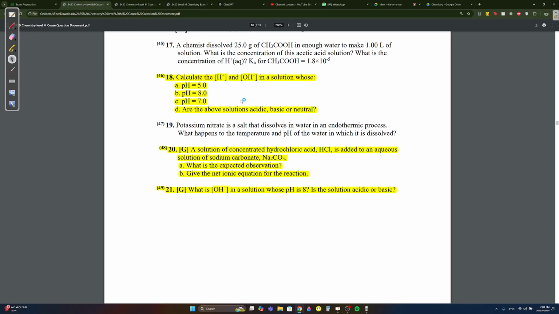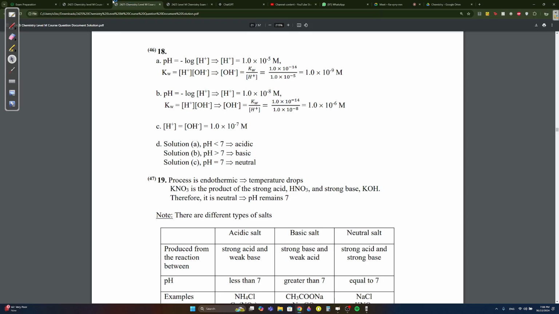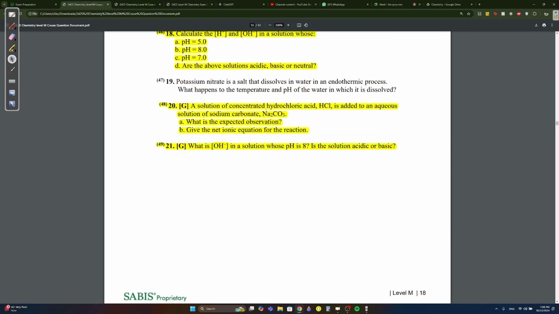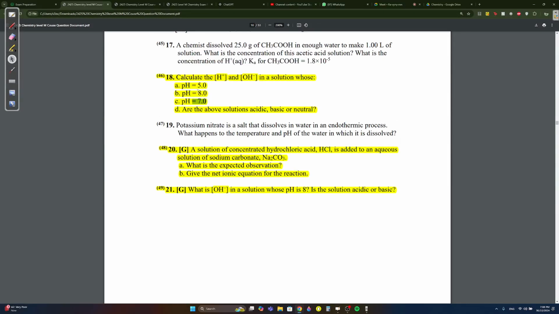Are both solutions acidic, basic, or neutral? Okay guys, I'm sorry, but I'm going to skip this. 7 is neutral, above 7 is basic, below 7 is acidic.